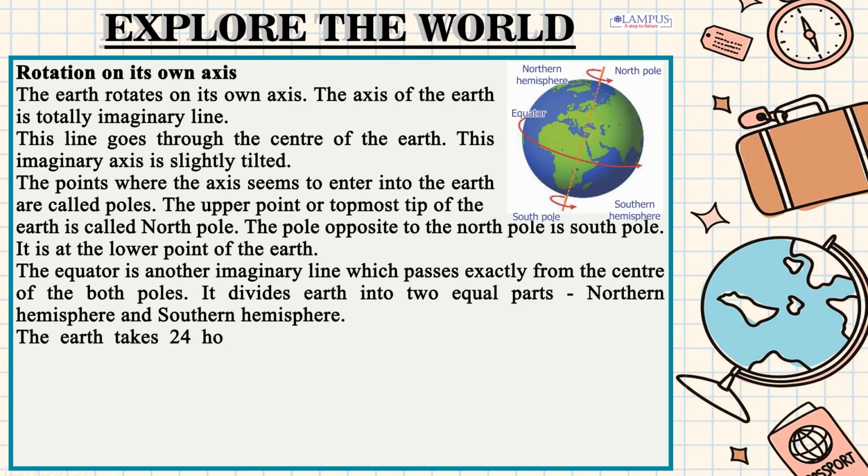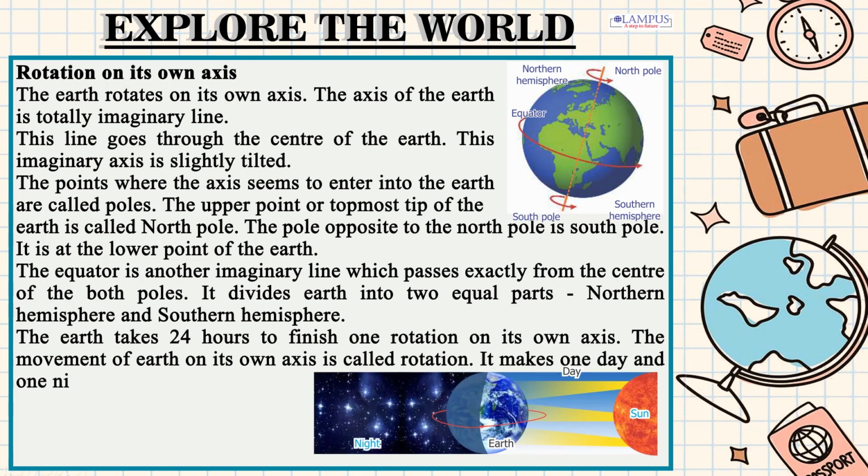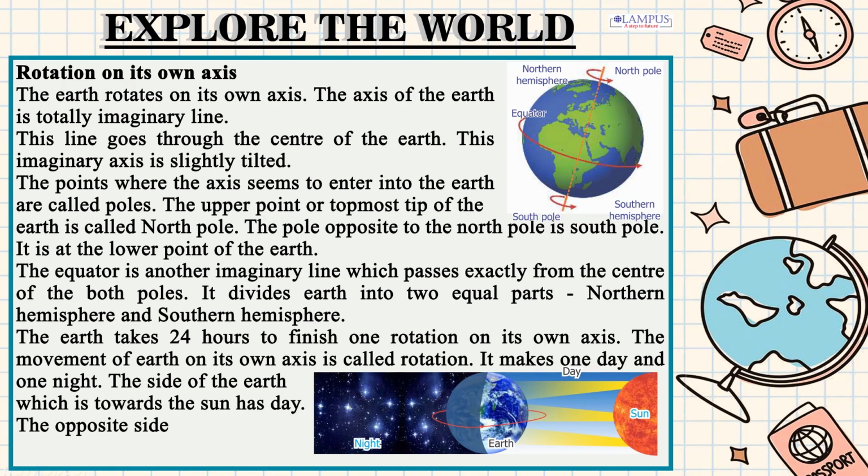The Earth takes 24 hours to finish one rotation on its own axis. The movement of Earth on its own axis is called rotation. It makes one day and one night. The side of the Earth which is towards the Sun has day. The opposite side which is not towards the Sun has night.